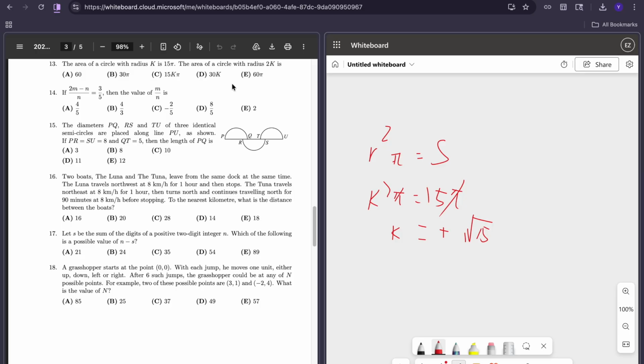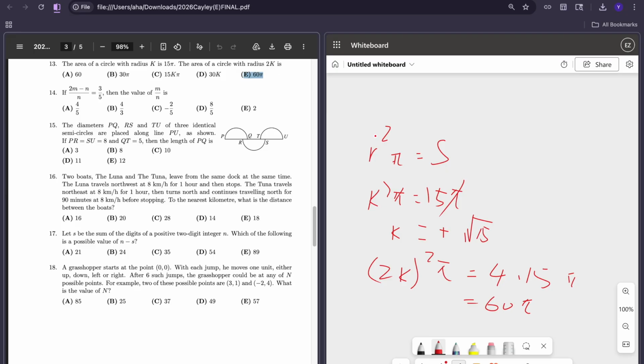And we'll apply the formula for the radius of 2k. So 2k squared pi is equal to 4 times, we substitute positive square root 15 into the expression, so 4 times 15 pi, so 60 pi. Our right answer is E, 60 pi.